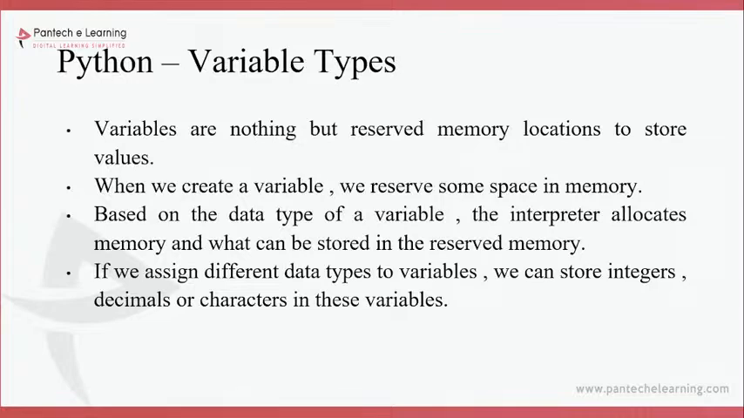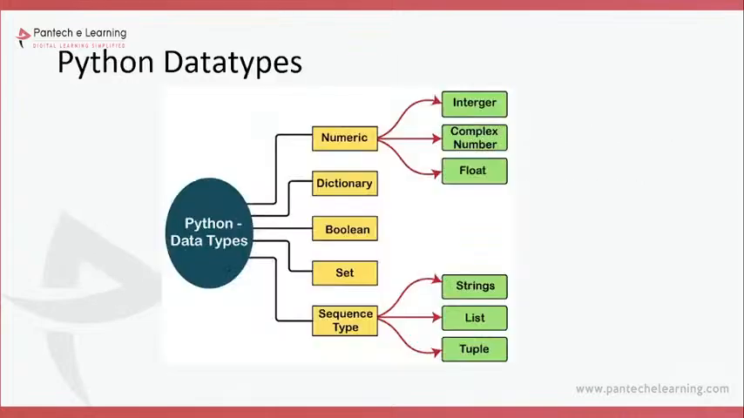For each data type there will be different types of memory allocation, so depending upon that, it will allocate the memory. Okay, so what are the data types that we are using in Python?